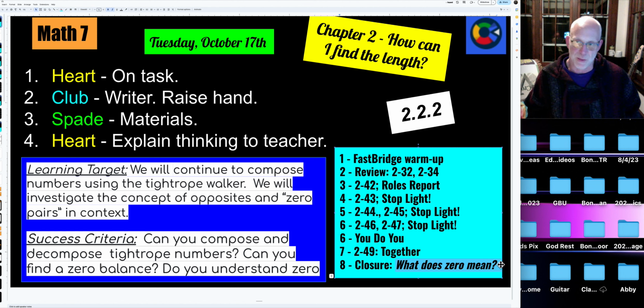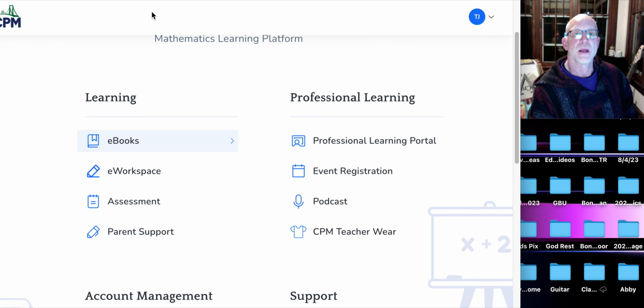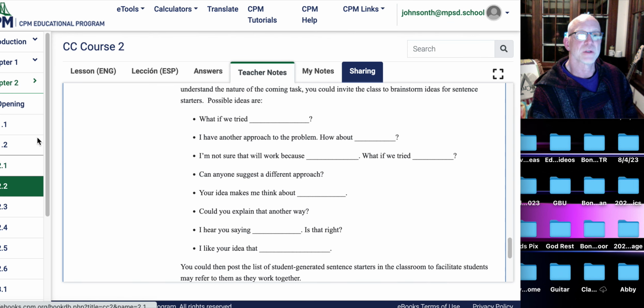Okay, so the first thing that we're going to do when we come in is we're going to do our fast bridge warm-up. And if you remember, the fast bridge warm-up is in your folder, it's also a PDF that's on the Google Stream. So you can just download that if you want to take a look at your warm-ups. Then we're going to review the two problems we looked at yesterday in 332 and 334.